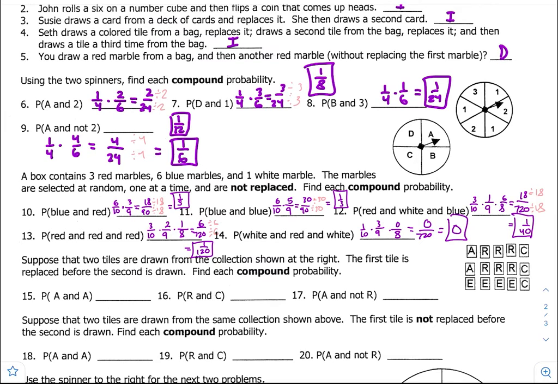So I know the answer key for this one, you guys, is incorrect, and the answer key for 14 is incorrect as well.